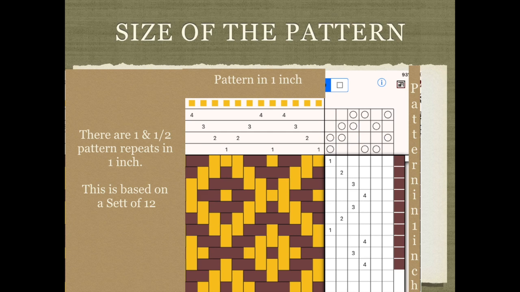You can tell the size of the pattern. First, determine the set of the yarn or thread that you're using. We determine that the yarn we'll use is set at 12 ends per inch. Next, we need to count across 12 ends in the threading chart. We can see 12 threads is about 1.5 of the pattern repeats. Now you can imagine how bold or subtle the pattern would be.